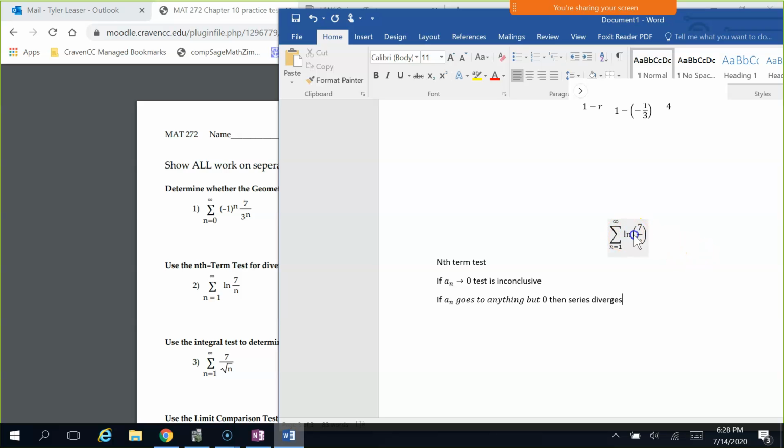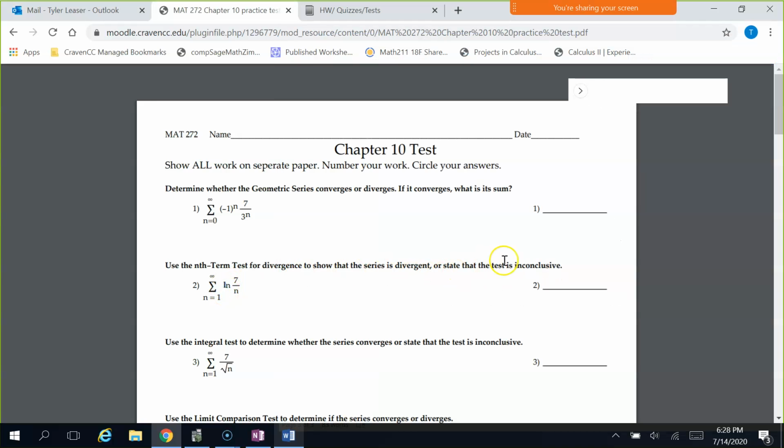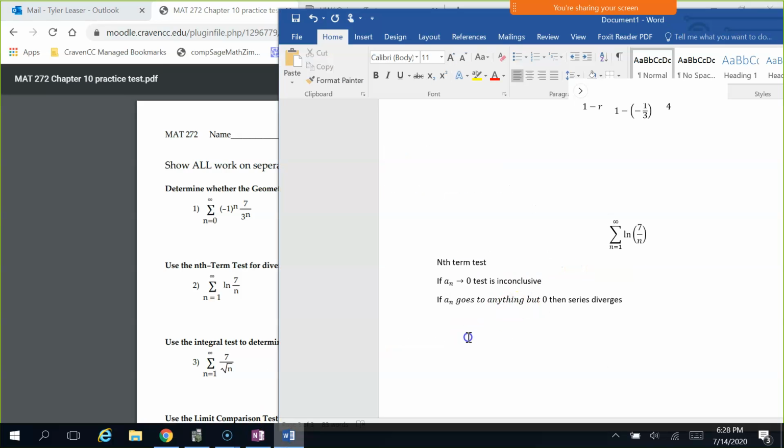If you look at the inside of the series, just the sequence part, the natural log 7 over n, if that goes to 0 as a sequence, then the test is inconclusive and you have to try something else. Or just state that it's inconclusive, like this. Here, state the test is inconclusive. Otherwise, if you find that the sequence goes to anything else except for 0, then the series diverges.